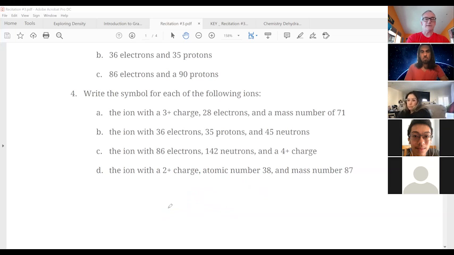So we've got 36 electrons, 35 protons, and 45 neutrons. So first of all, what element is it? Bromine. Yes, bromine. We always put an "ine" on the end of that. So it's fluorine, chlorine, bromine, and it's not iodine.